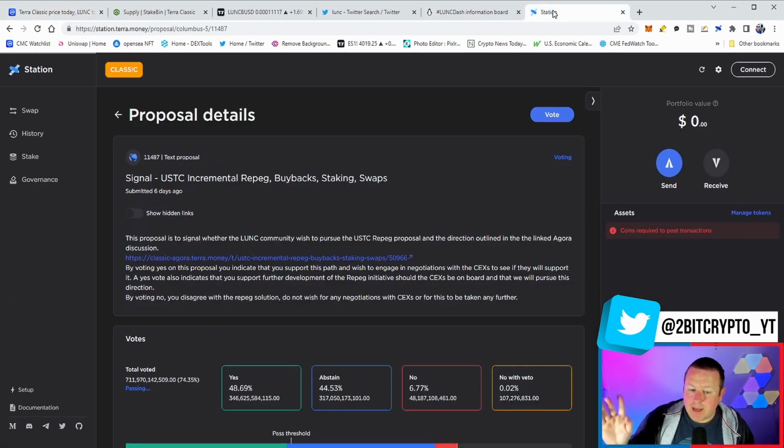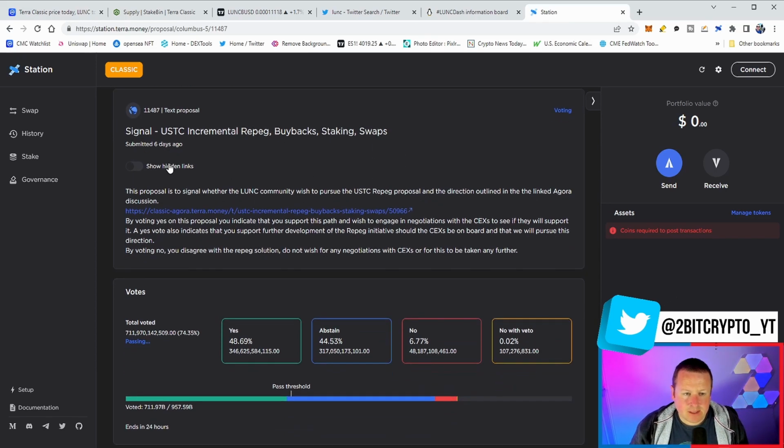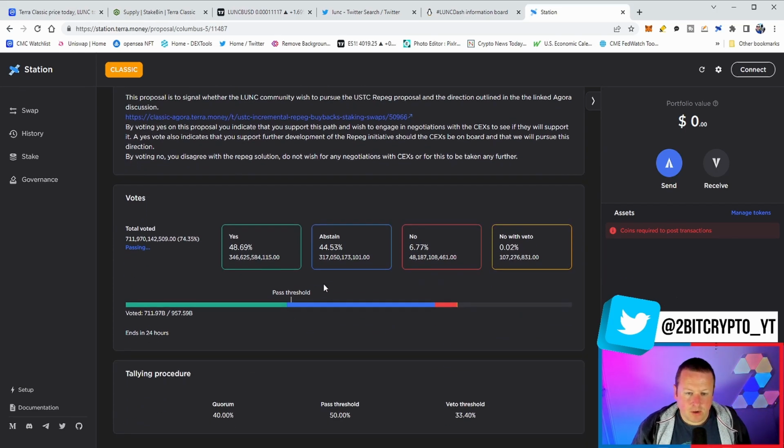Now, what else do we have? I talked a little bit about this in my video yesterday, but the USTC incremental repeg looks like it is going to pass. It is 24 hours left to vote. Abstain has no relevance on it, but could we see a big validator come in and vote no? Yes. However, it does certainly seem like it's going to go through. Remember, this is one of those proposals that is going to be put to work very, very quickly once it passes, straight away, and it's going to be very interesting to see how this starts to do. One of the things I talked about in my previous video was that we need to see price movement or burns increase.